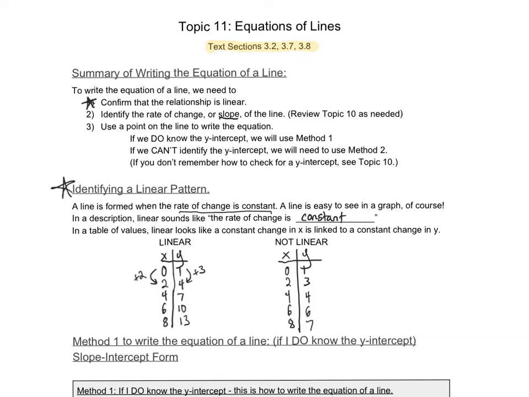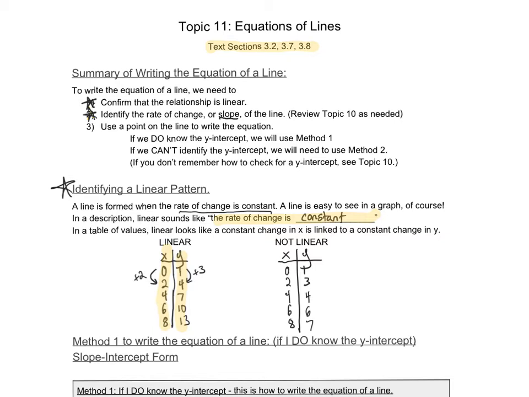So however you do it, whether you look at a graph or it's mentioned in the question that it's linear, or we say, hey, the rate of change is always the same, or it looks like this nice consistent pattern with addition, somehow you begin by confirming that the relationship is linear. And then the next step is to identify the rate of change or the slope. And that's going to be true regardless, anytime we write the equation of a line. So if you need to, go back now and review topic 10. So we're going to assume that you've got both of these down.